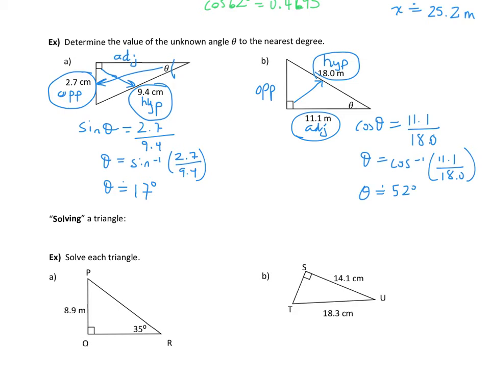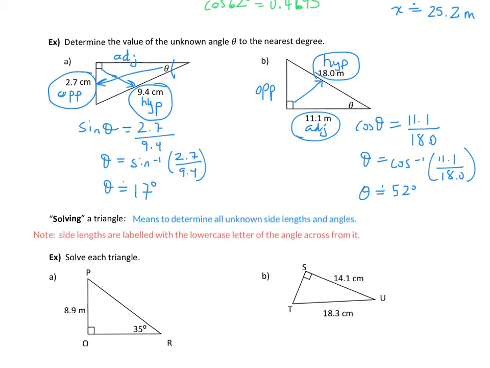All right, the last thing we're going to talk about here is what it means to solve a triangle. Solving a triangle means you're going to find all missing side lengths and angles. All right, so we have that written here. The other thing I want to note is side lengths are often labeled with the lowercase letter of the angle across from it. So in these triangles below, I don't have any x's for the missing side lengths or any letters. So we're going to actually use the lowercase letter of the angle across from that side length.